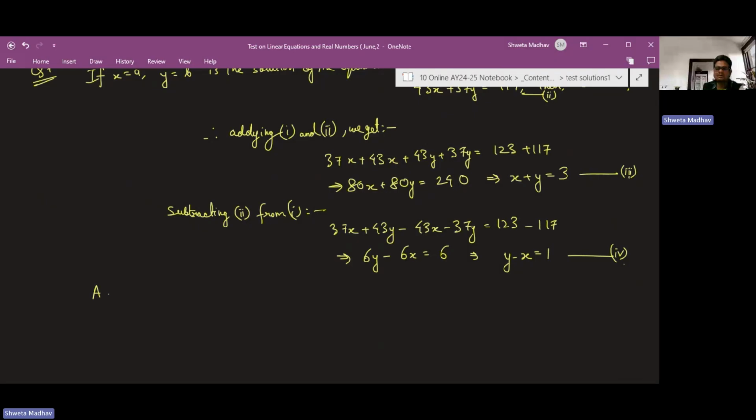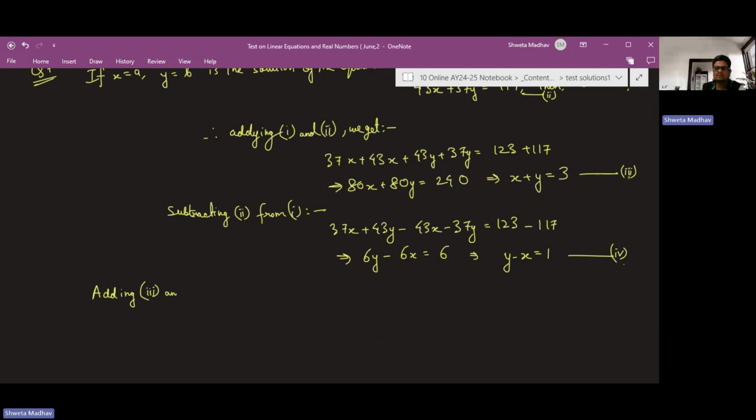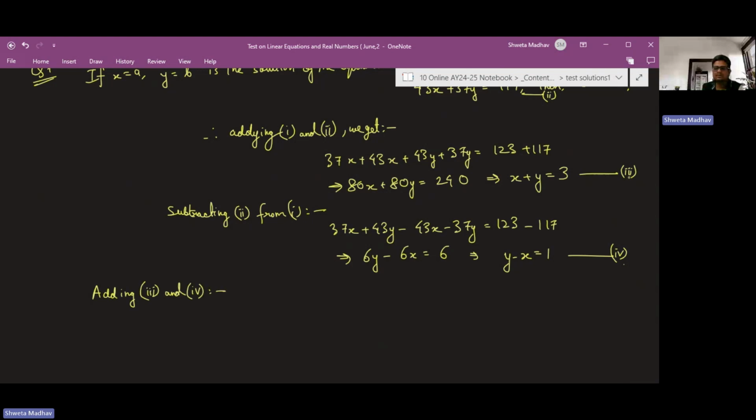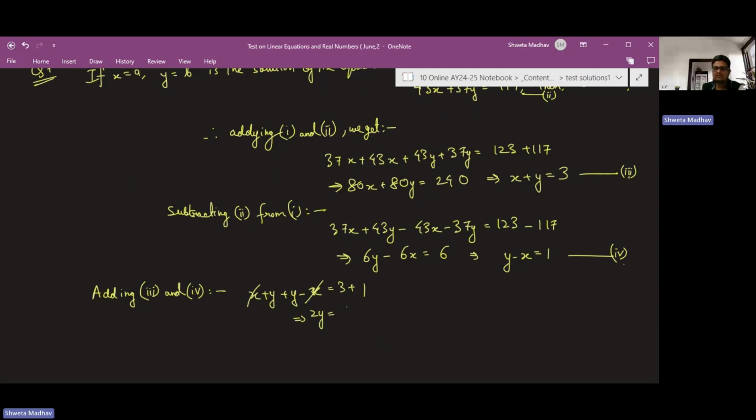Now on adding equations 3 and 4, we get x plus y plus y minus x equal to 3 plus 1. So x and x will get cancelled. So 2y equals 4, so y will be equal to 2. Y is equal to 2. Let's say this is equation 5.